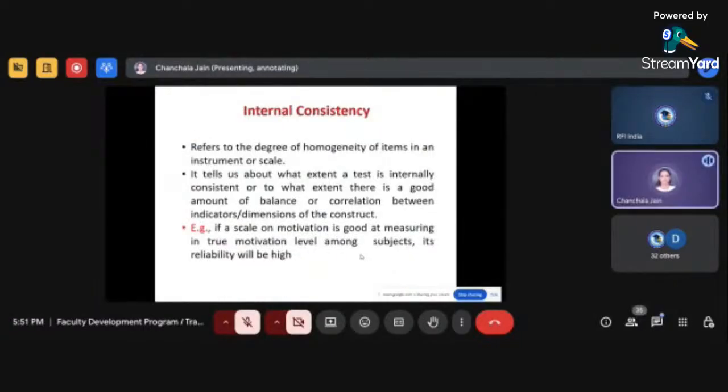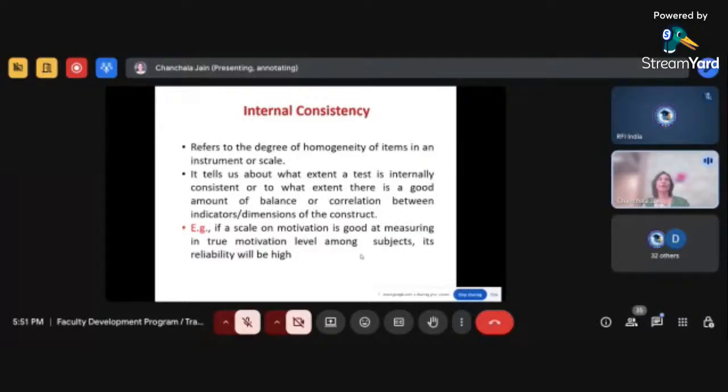We are going for the last one, which is very important, and usually we are using this method in the present scenarios. So internal consistency means you want to see the degree of homogeneity of the items. Homogeneity of the items means what? Similarity.